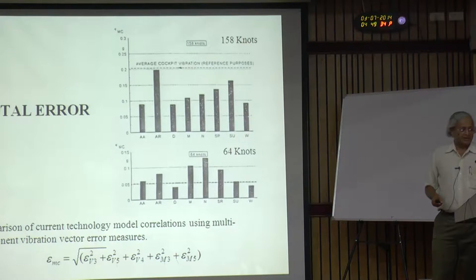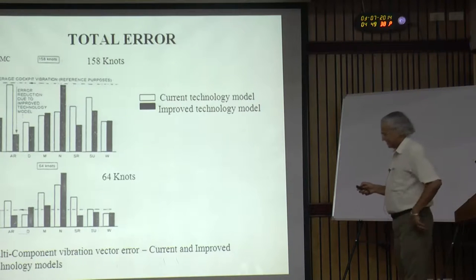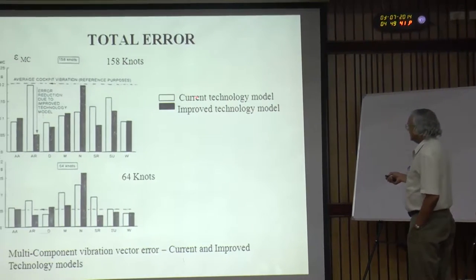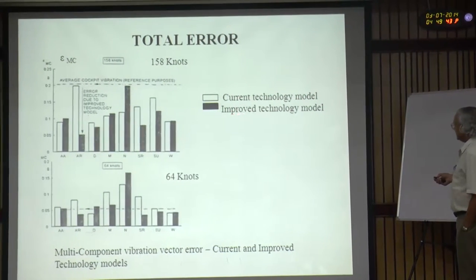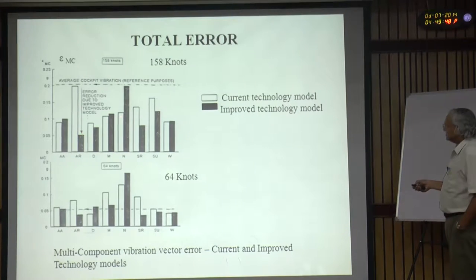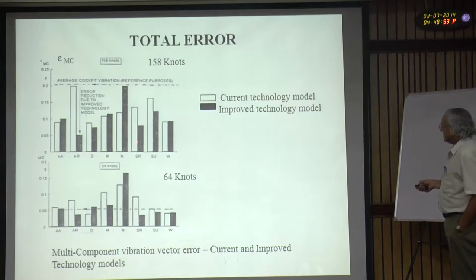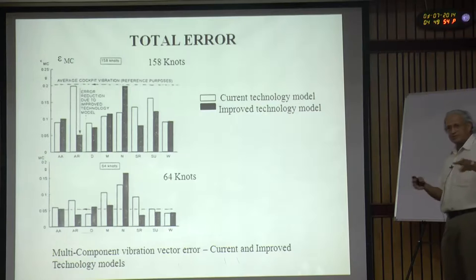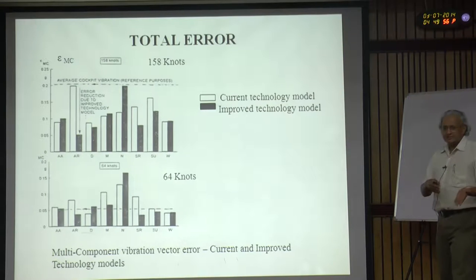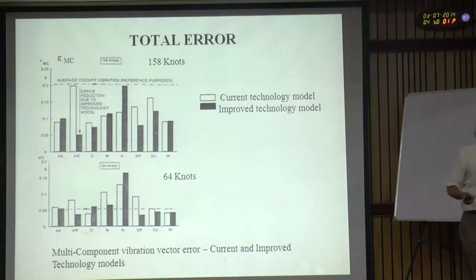Okay. I will go directly to this diagram. This is the current technology model, this is the improved technology model. So you find there are some improvements in some codes, but it is not the same in other codes, because whatever improvement they have done, sometimes it is better, some place it has actually made it worse.